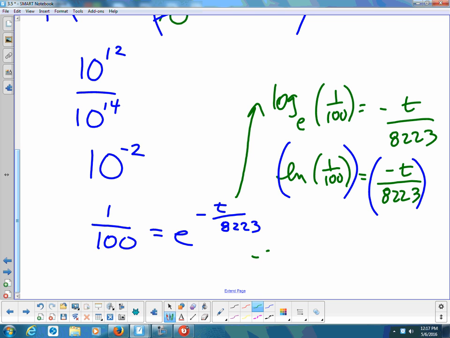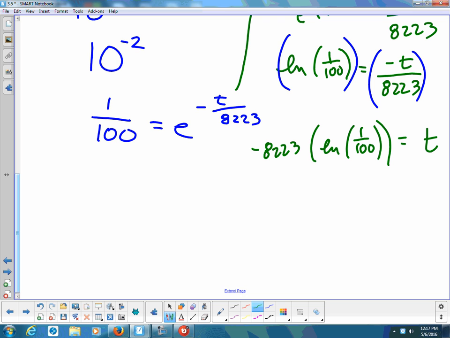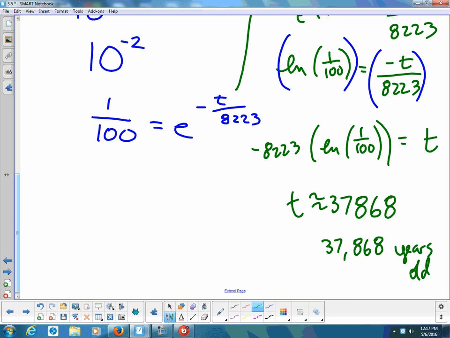Okay, so I'm going to multiply by negative 8,223 times ln of 1 over 100, and that's going to equal t. Do we agree? Yes. And can we get an answer for that? 37,868? All right, let's round to the nearest year. So we're saying that this newly discovered fossil would be 37,868 years old. Are we okay with this?